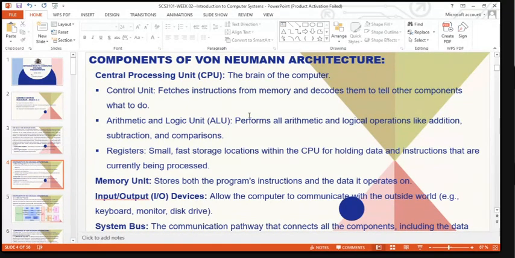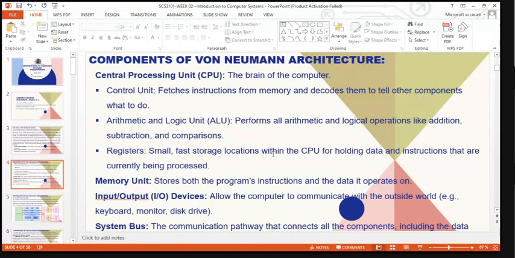Then another component of the von Neumann architecture is the memory unit. In this memory unit, you are able to store both programs, instructions, and also the data. So that's the aspect about the memory unit. As we proceed, you are going to understand deeply what this memory unit is, how it stores the data, and how it stores the instructions within the computer program for you to be able to process them.